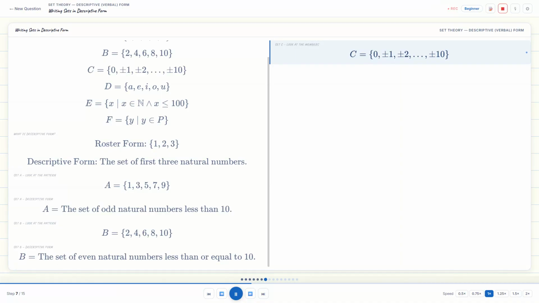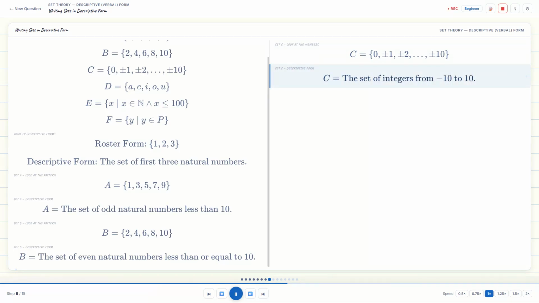Set C has 0, then plus or minus 1, plus or minus 2, all the way to plus or minus 10. That little plus minus sign means we have both the positive and the negative number. So this set has negative 10 all the way up to positive 10.